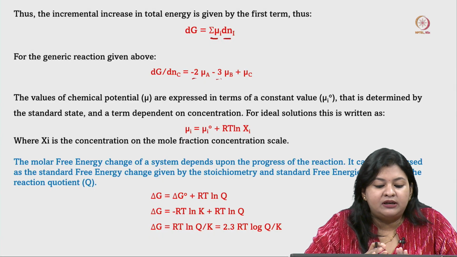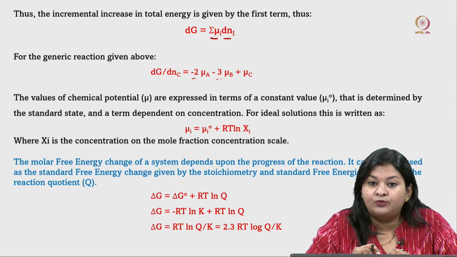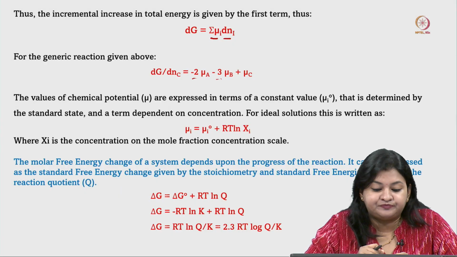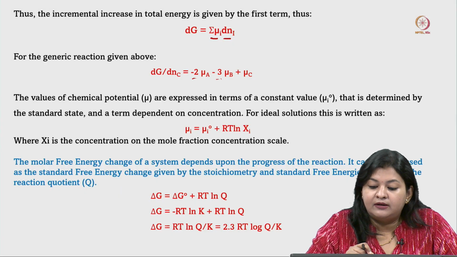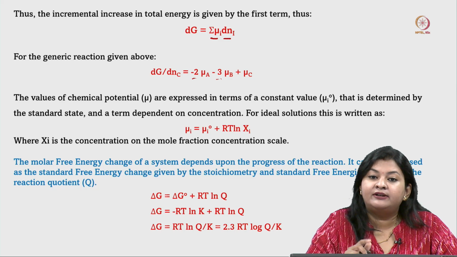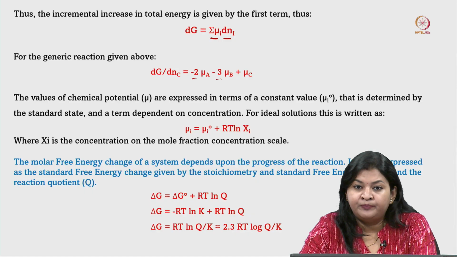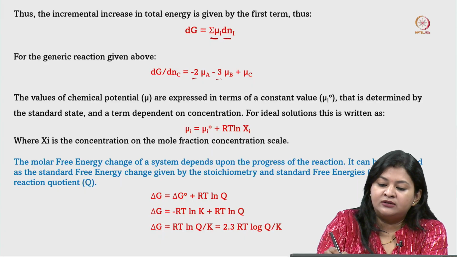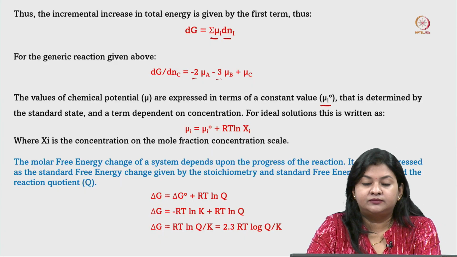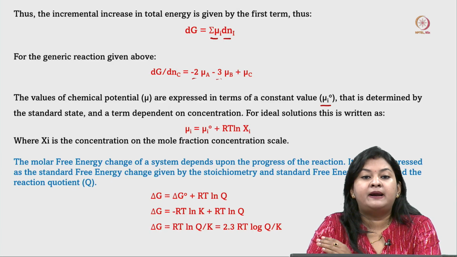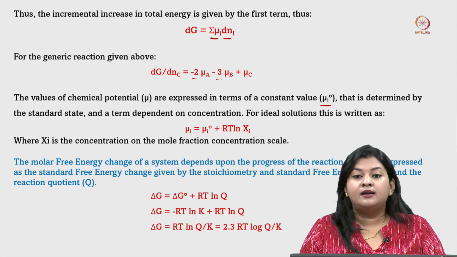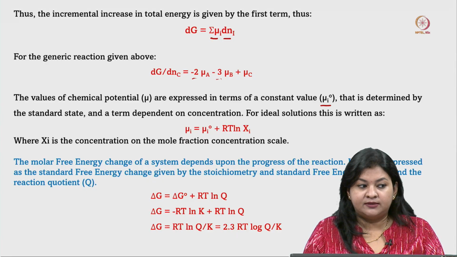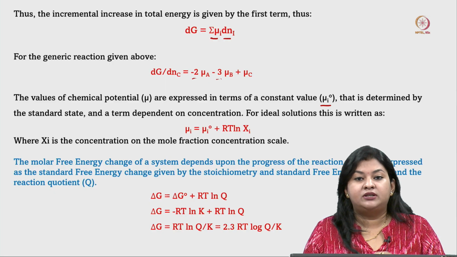Now let us move on to the values of chemical potential: what is mu? How do we write chemical potential? What is the equation of mu? Mu is written in terms of a constant value. First of all, we find out its value at a particular standard temperature and pressure. That is called mu i 0. And there is another term that is dependent on the concentration, because mu is the chemical potential of a particular species, so it has to depend on the concentration term.